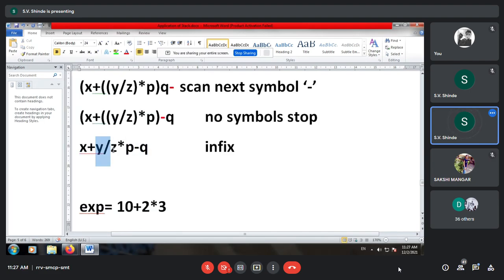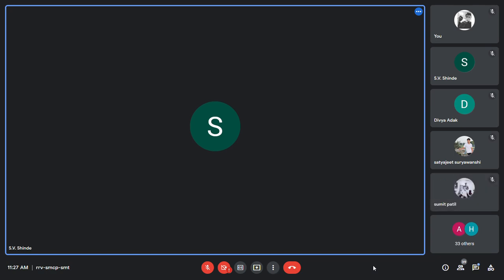Yes, participants, are you able to understand the procedure of how to convert the postfix expression into an infix one? Any query? Yes, participants, any query?